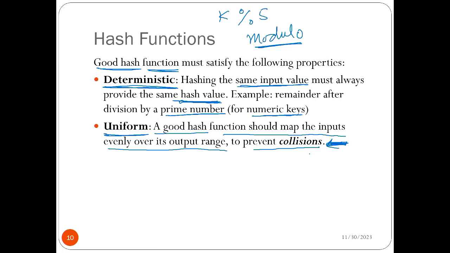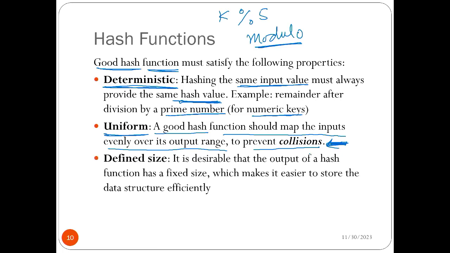Deterministic and uniform. What's the third criterion for a hash function? Well, it should have a defined size, right? It is desirable that the output from a hash function should have a fixed size, because that will help us in the implementation, as then we can think of more efficient data structures. All right, so I thought these were important issues related to hashing, so I put these points here.